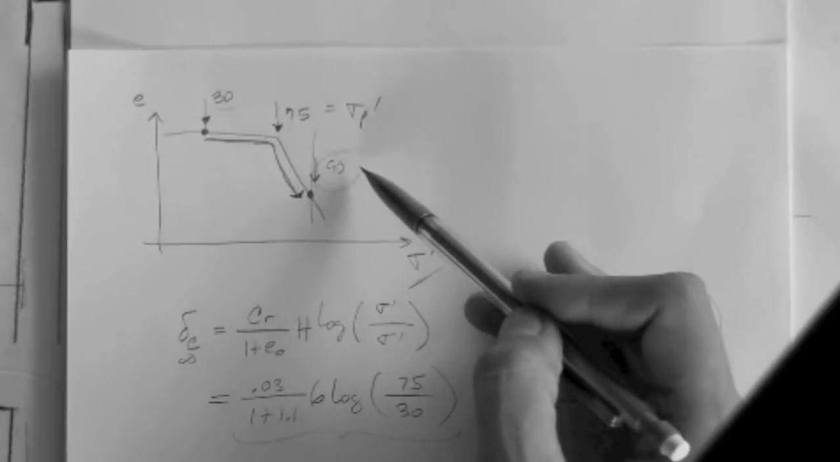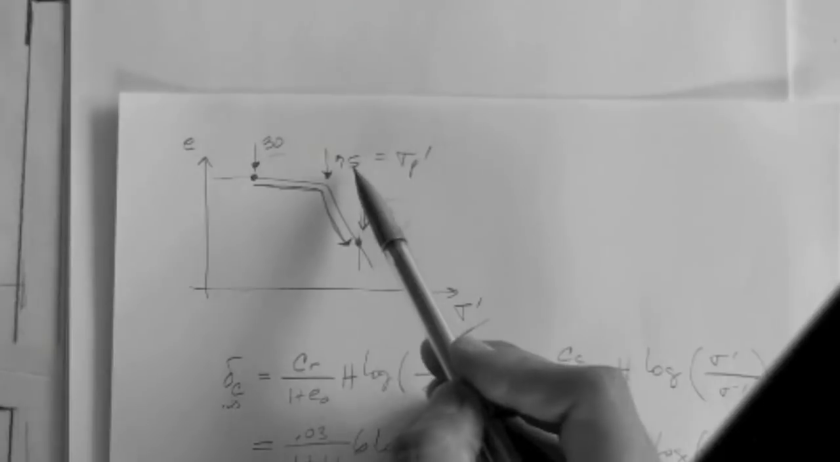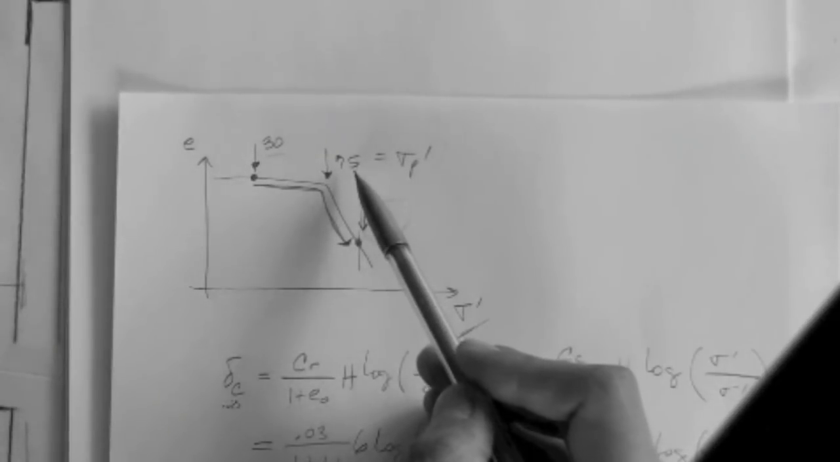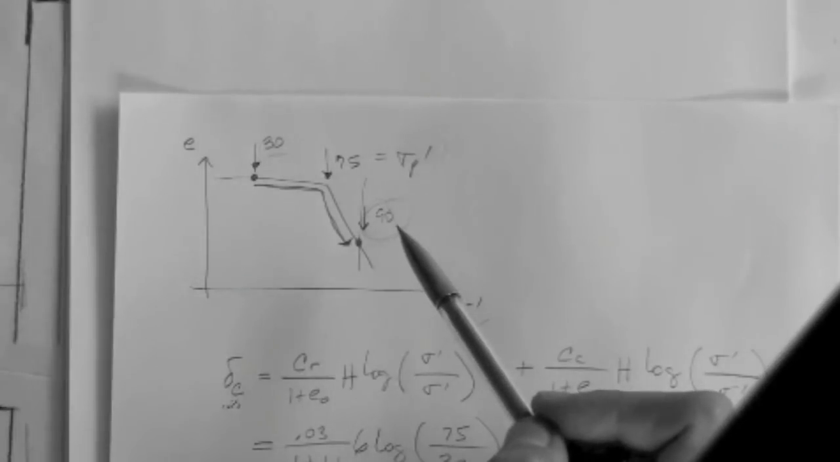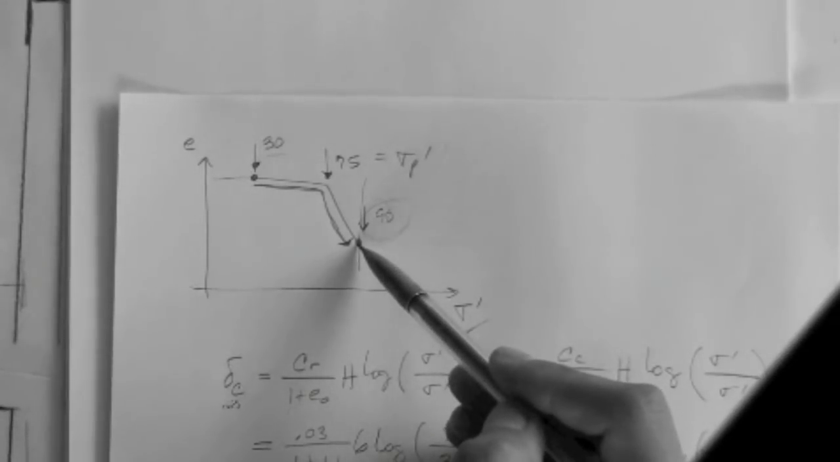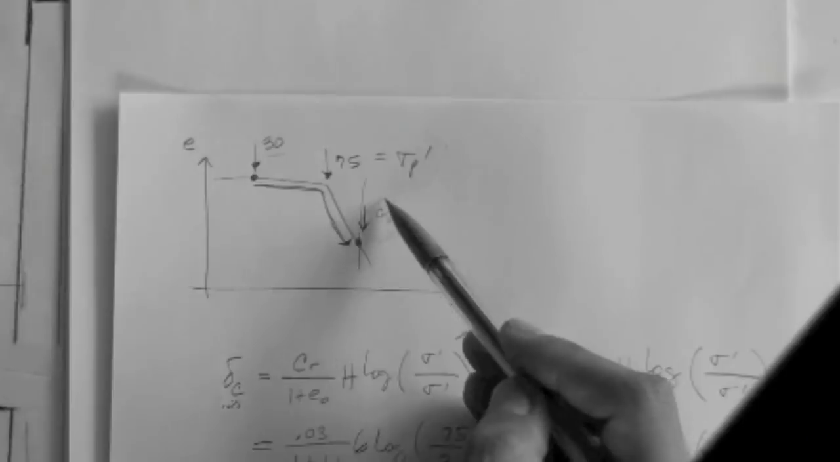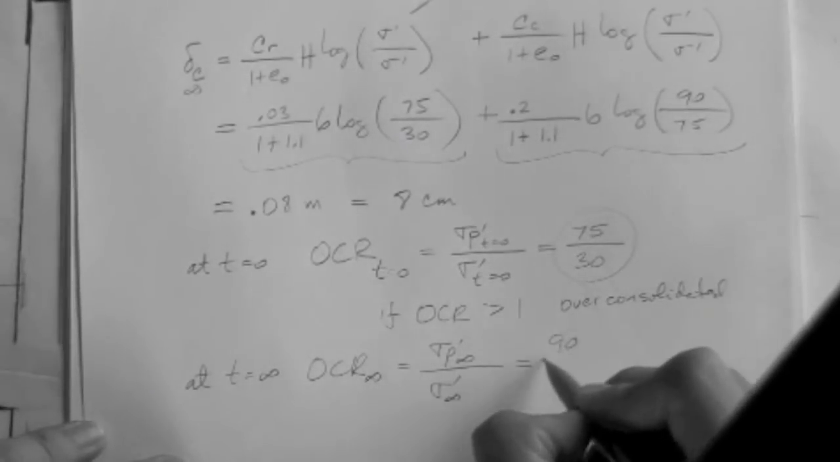At time equal infinity, it's no longer 75. 75 was the maximum stress that it had ever felt at time equals 0. But after consolidation is completed, the particles now carry the fill, and therefore the maximum stress that they have ever felt is what they're feeling, which is 90. Okay? So this is 90.